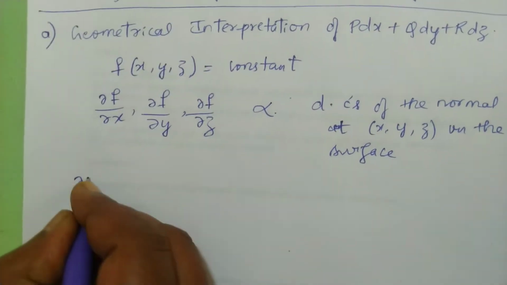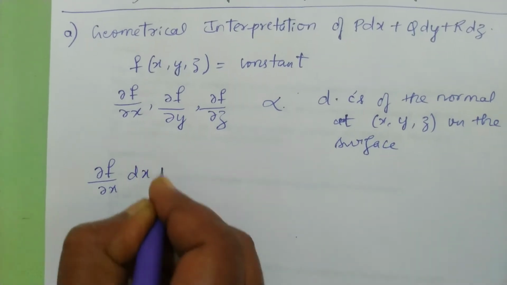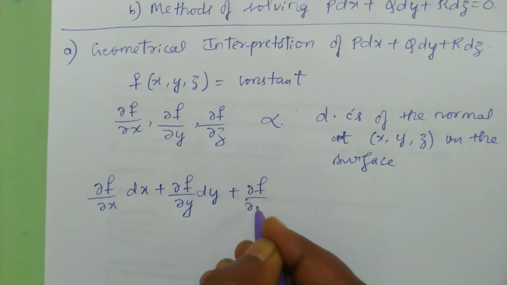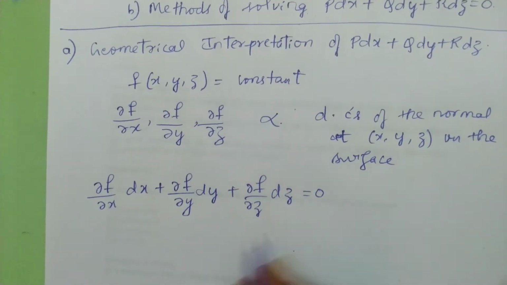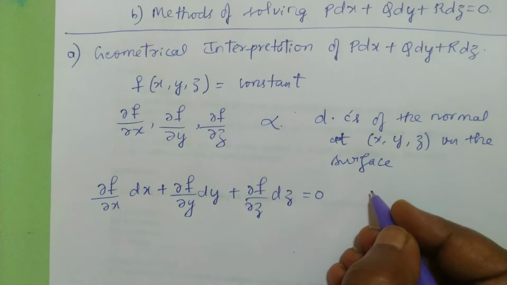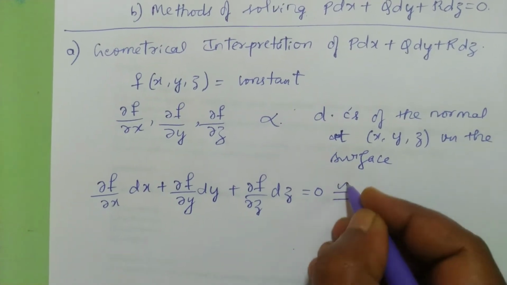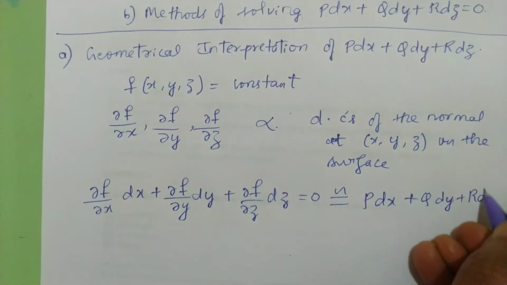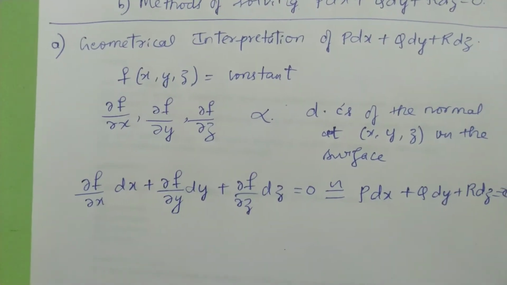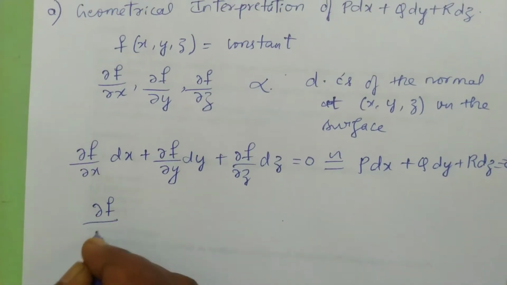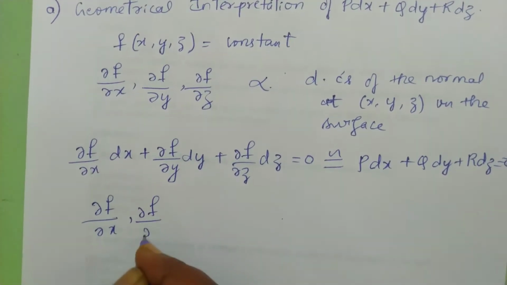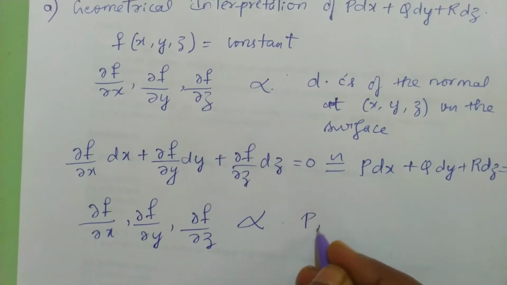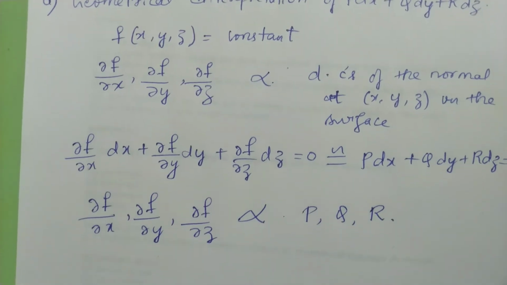But what do we know? Dou f by dou x into dx plus dou f by dou y into dy plus dou f by dou z into dz is equal to 0. When I compare this with our total differential equation, what do I get? P dx plus q dy plus r dz is equal to 0. Now you can see here that dou f by dou x, dou f by dou y, and dou f by dou z are proportional to P, q, and r respectively.